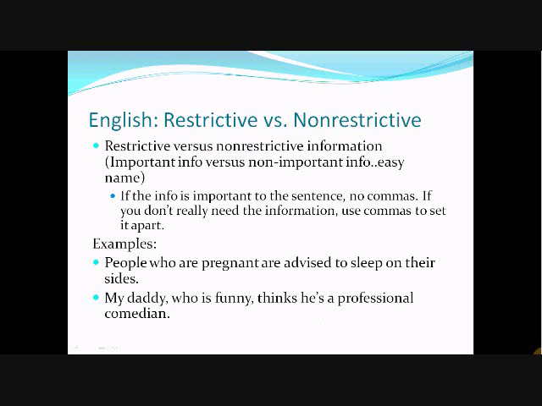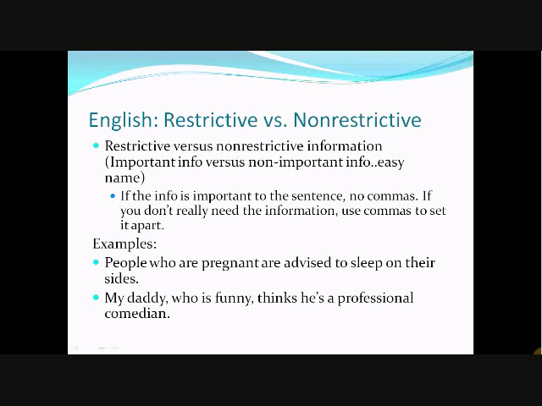Restrictive versus non-restrictive. Another way to say that, and an easier way to say that, is important information versus non-important info. Easy. So if the info is important to the sentence, you don't need a comma. But if you don't really need the information, you use commas to set it apart. For example, people who are pregnant are advised to sleep on their sides. Who are pregnant describes the people who are advised to sleep on their sides. So you can't separate who are pregnant away from the sentence in order for it to make sense. Thus, no commas are needed.